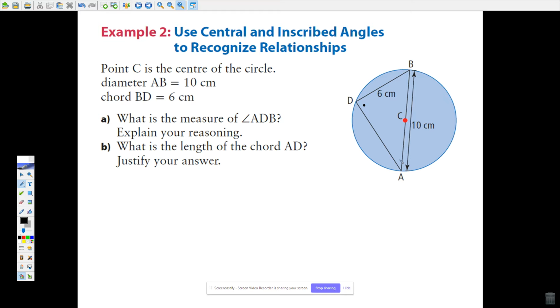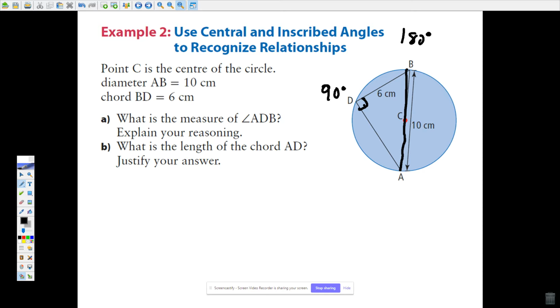So we need to start by determining the central angle. The central angle is right here, ACB. ACB is the central angle. Even though it's a straight line, it still is the central angle. The measure of a straight line, of course, is 180 degrees. So if 180 is the central angle, then the inscribed angle here, ADB, has to be half of that. So this angle here is 90 degrees. Okay, so anytime you see a central angle that is a straight line, it's a pretty good hint that the inscribed angle then is going to be 90 degrees.